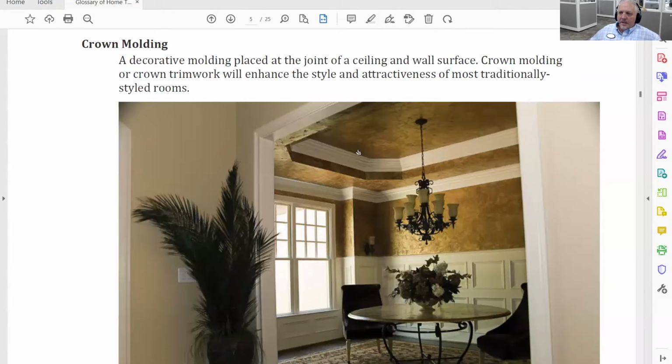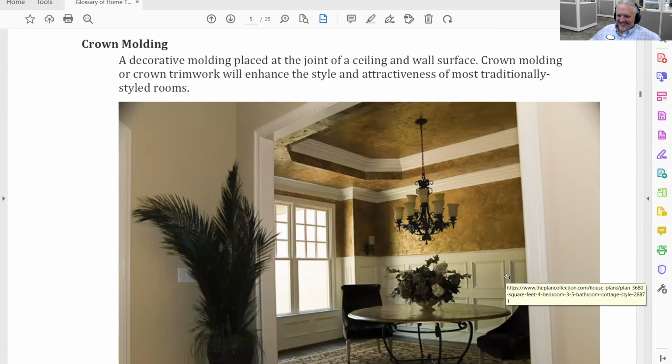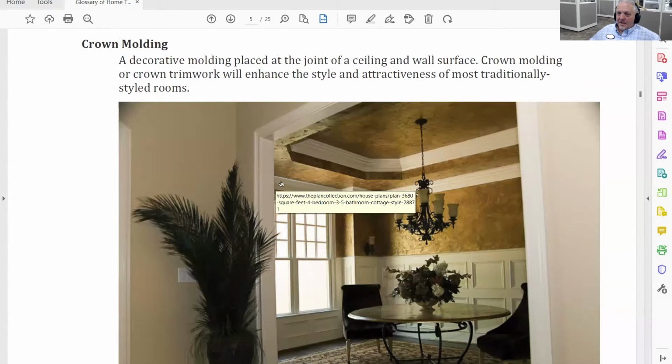Crown molding is the molding that you see on the crown of a room where the ceiling meets the wall. This is a great picture of it. And by the way, what do we have here? More wainscoting. All right. So where my cursor is at is crown molding. Likewise, this is crown molding.